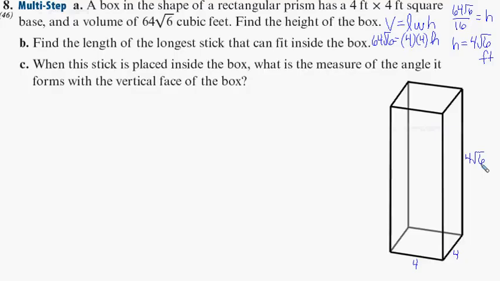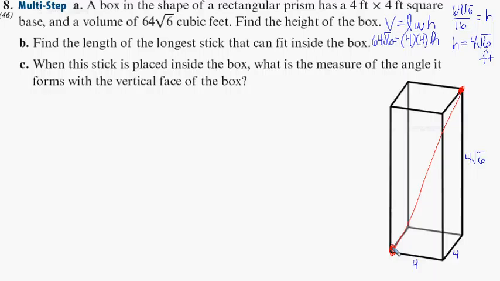Now we're ready to go to B. It says find the length of the longest stick that can fit inside this box. Now, the longest stick is going to be going from one corner to the opposite corner here. So I'm just going to draw this right here. So it's going from this back corner to this front corner, which is going to give us the longest stick that will be able to fit inside the box. I hope that all of you can see that without too much trouble.